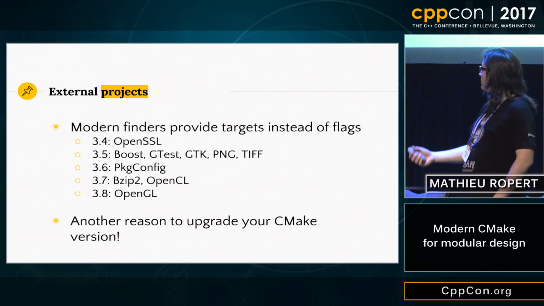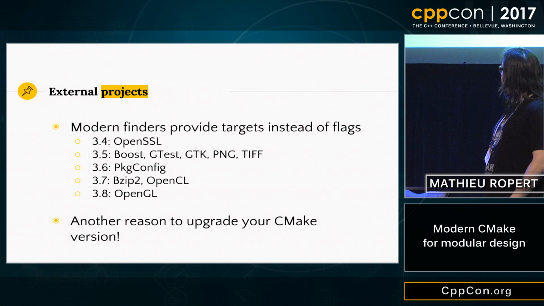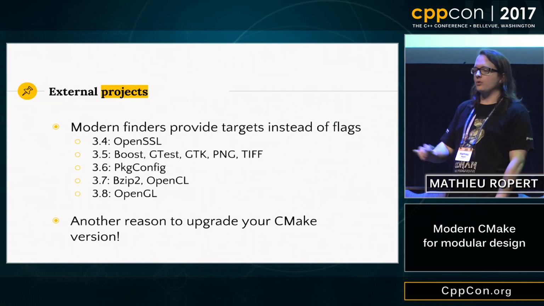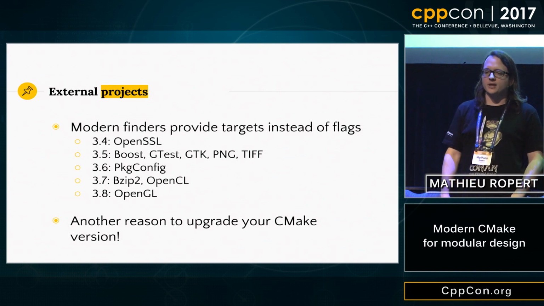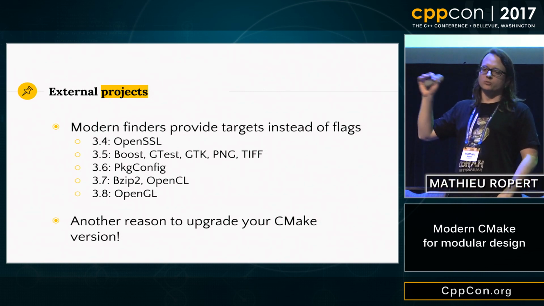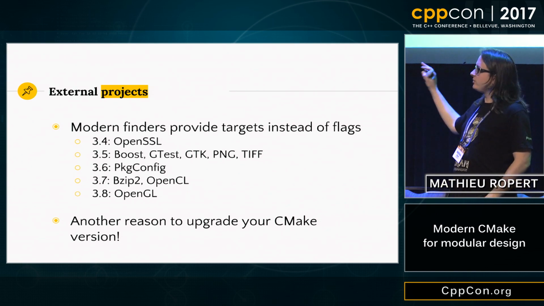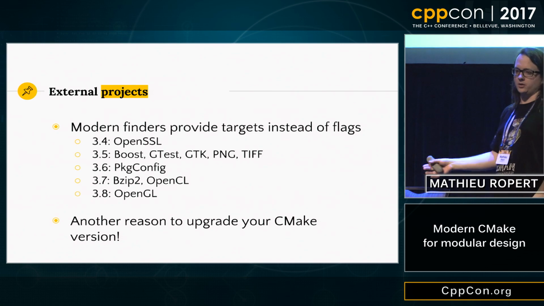And in more recent versions, we had OpenGL, OpenCL, BZip, and all that kind of stuff. So yeah, if your manager is a bit old on CMake, if your infrastructure is a bit old, all the more reason for you to ask him to move to a more recent version. You have all the finders set up for you, and that will simplify your code.